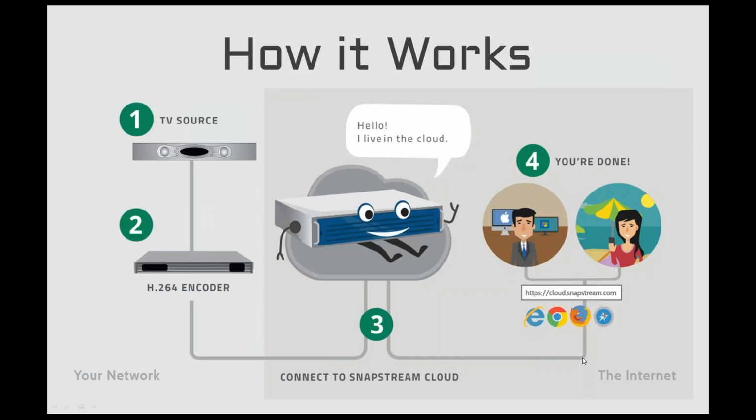We also have a cloud option, as I said, where we take the TV source. It's encoded into an IP feed and sent up to the SnapStream cloud. From there, we give a website address where you can then access that video feed of whatever channels you have available to you. It's incredibly easy to set up, and our SnapStream team will help you get set up and find the perfect solution for you.